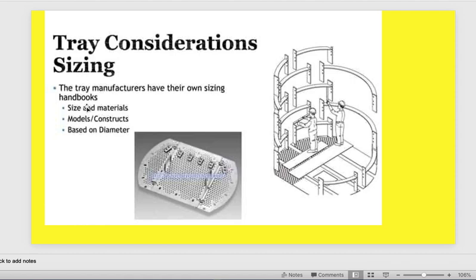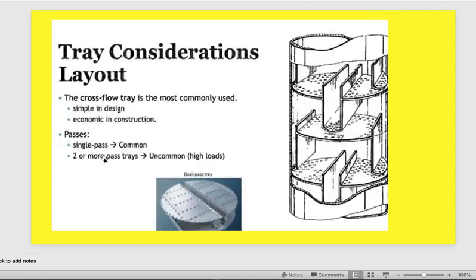What is the vapor load? What is the liquid load? And you calculate the number of the trays. Then there is a standard to size the material, model of construction, and the base diameter. Very important, okay? Height and diameter. Tray consideration, the layout, cross flow or normal flow. As we see here is the cross flow.